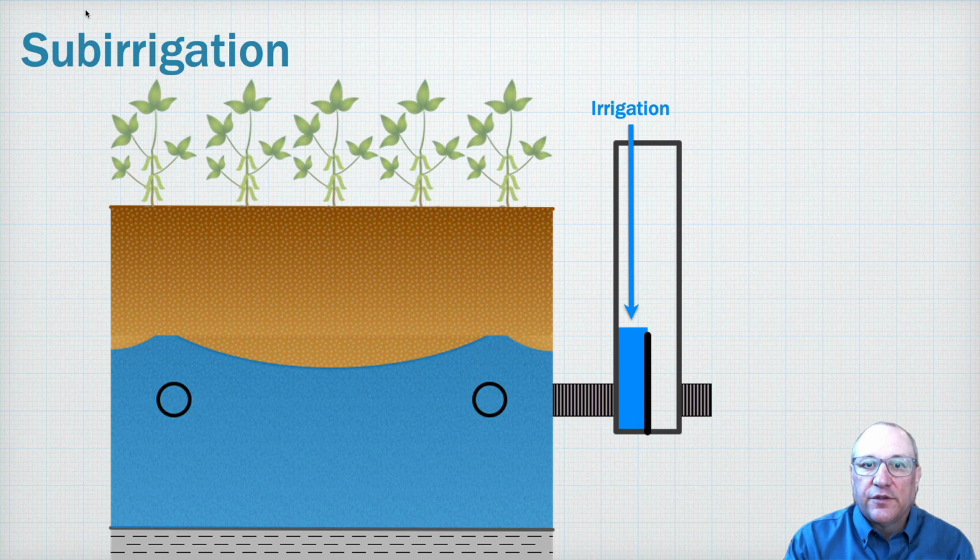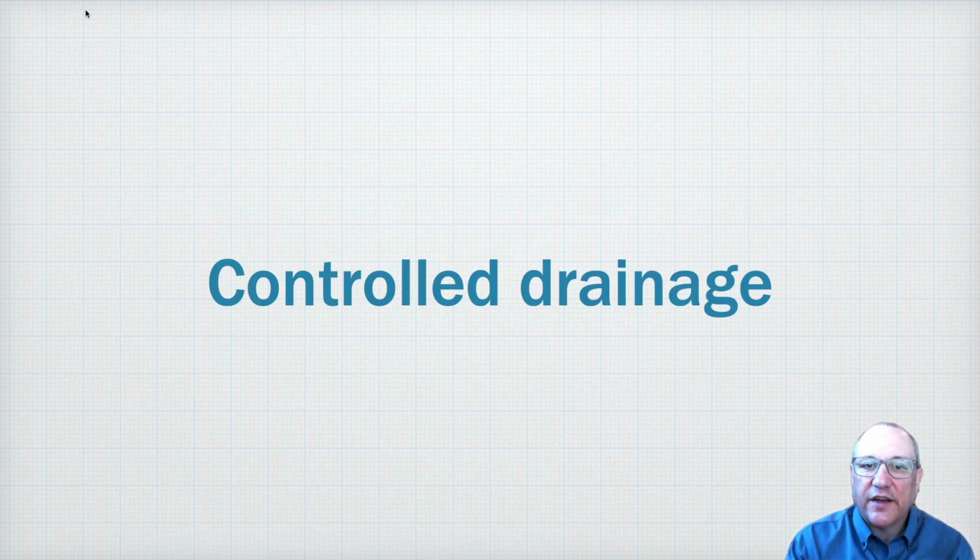So that wraps up this series on controlled drainage, and hopefully now you have an understanding of how controlled drainage can be used to provide added management to the drainage system to address environmental and production goals.